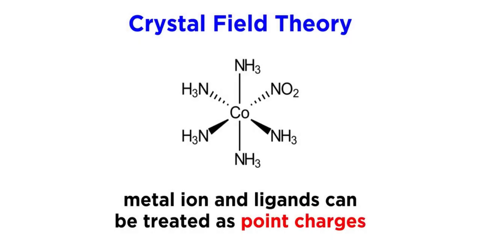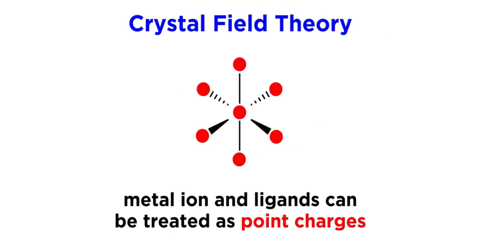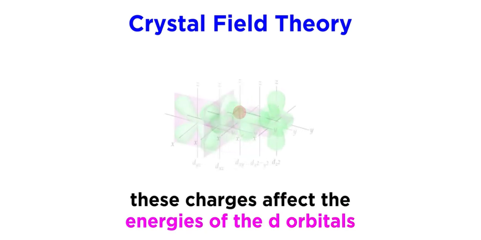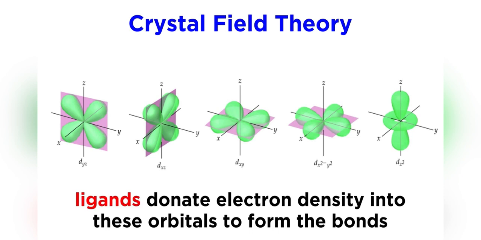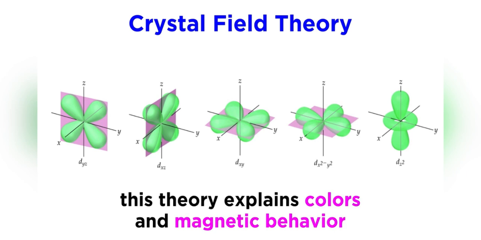Crystal field theory is based on the premise that the metal ion and the ligands can be treated as point charges, and the spatial arrangement of these point charges will affect the energies of the d orbitals for the central metal atom. These are the orbitals that ligands donate electron density into, so these are the chief concern for the model. And this model, although incomplete, just like VSEPR theory or valence bond theory, does wonderfully explain things like the colors, magnetic behavior, and structures that can be observed with coordination compounds.